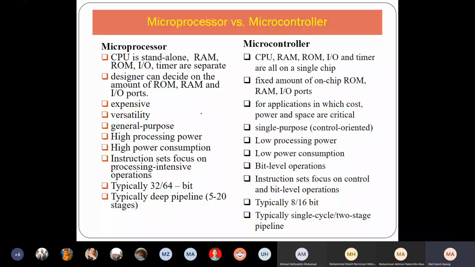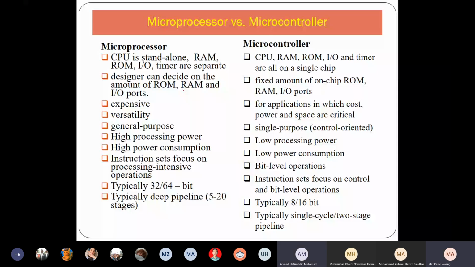So from that application, you can guess whether it's a microprocessor or microcontroller. If it's special purpose, then it's most likely a microcontroller. If it's multi-purpose, like the smartphone now, which can be a camera, a TV, a radio, then most probably it's a microprocessor. Right?